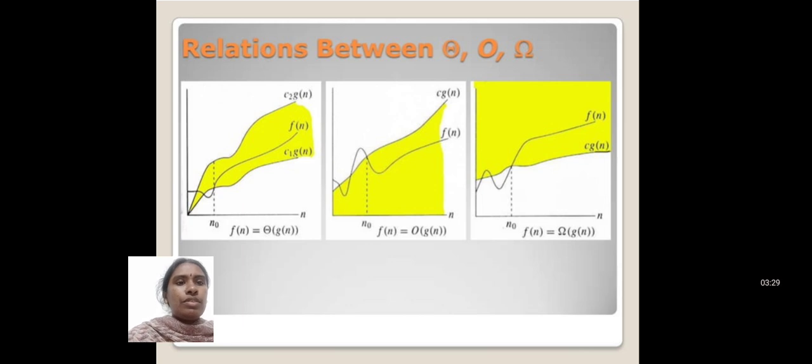See, this is the graphical relationship between theta, big O and omega. In theta notation, the function f of n is a tight bound. It lies between the upper bound and the lower bound. It is also known as the average bound. The second graph is for big O of g of n, which is for worst case complexity. This is the upper bound of the function, and the last, omega, is the lower bound of the function.